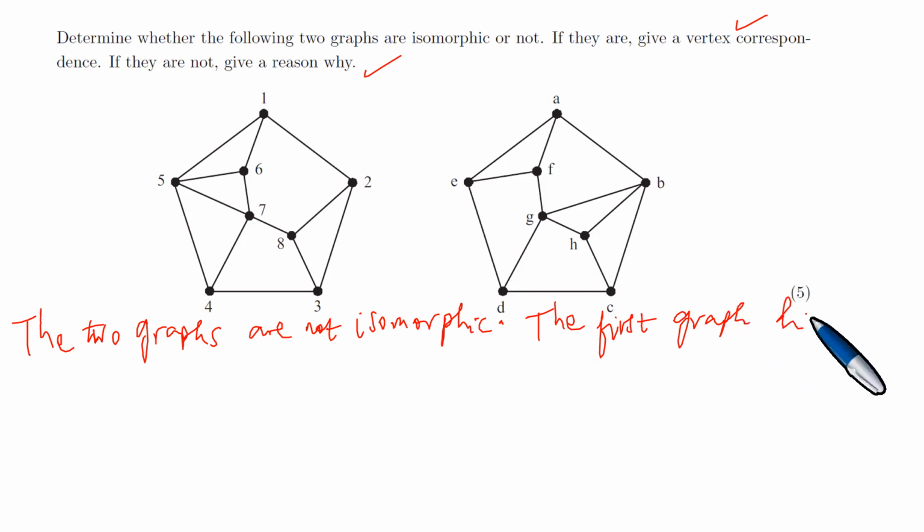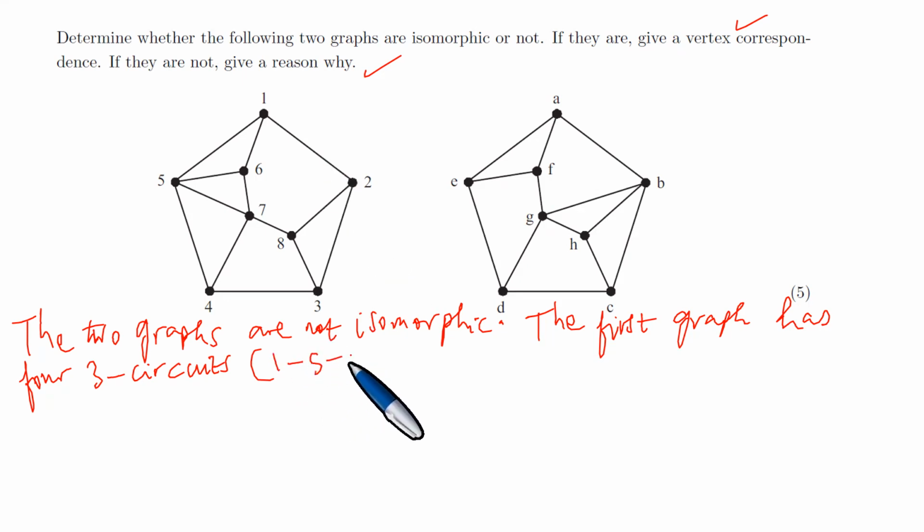The first graph has four 3-cycles. What are the 3-cycles? We're going to state them here. So we can look at the second one. Five. So we go from one to five in the first graph, then you go to six, after six we go back to one. So that is a 3-cycle, this one here: one, five, six, one.